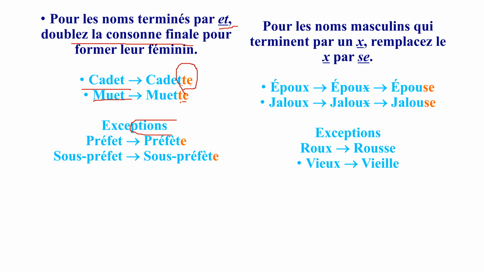Exceptions, of course. Préfet becomes préfète. You simply add an E. You do not double the consonant. Sous-préfet, you add your E. Again, notice that there is no double T.